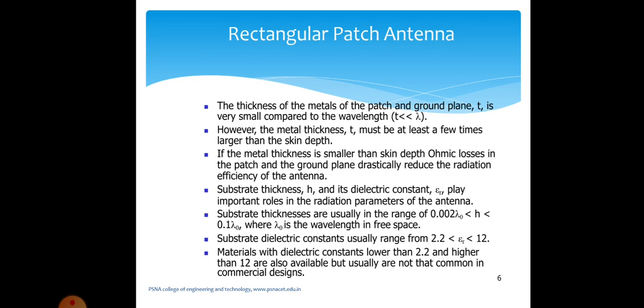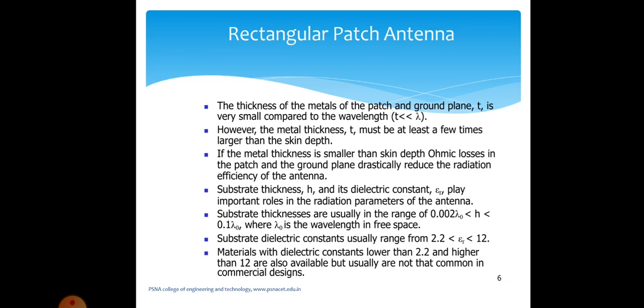The substrate thickness h and its dielectric constant epsilon r play a very important role in the radiation parameters of the antenna, because the radiation pattern decides the application of the particular antenna. So based on its application, the thickness and the dielectric material have to be selected.